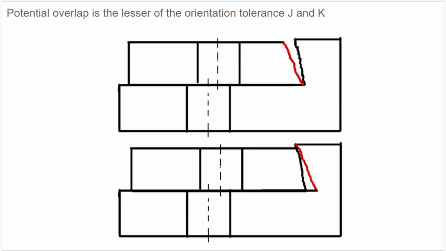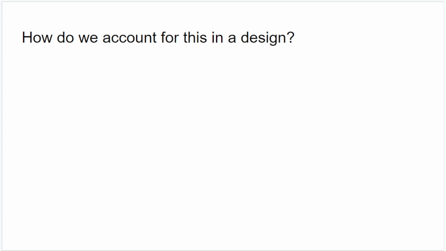And finally, here's a couple graphics illustrating what an uneven overlap, or a non-equally distributed overlap, would look like. So in this case, the allowable perpendicularity on this top part is larger than the bottom part, and then vice versa for this. And you can see how there's, on this one, a gap at the top, and this one, a gap at the bottom. So when you are designing components and assemblies, how do you account for this?